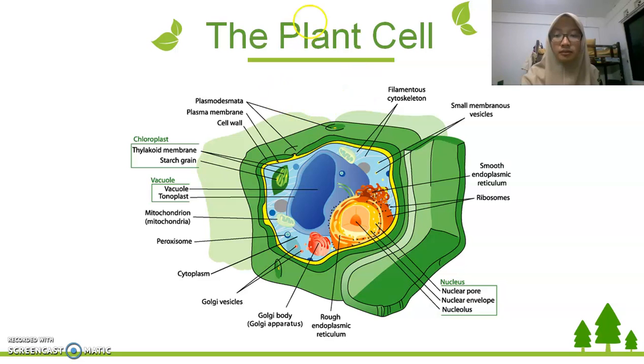And this is a plastid. Plastids are membrane-bound organelles with their own DNA. Examples are chloroplasts and chromoplasts. Chloroplasts contain the green pigment chlorophyll and carry out photosynthesis. And then chromoplasts make and store other pigments. They give flower petals their bright color.